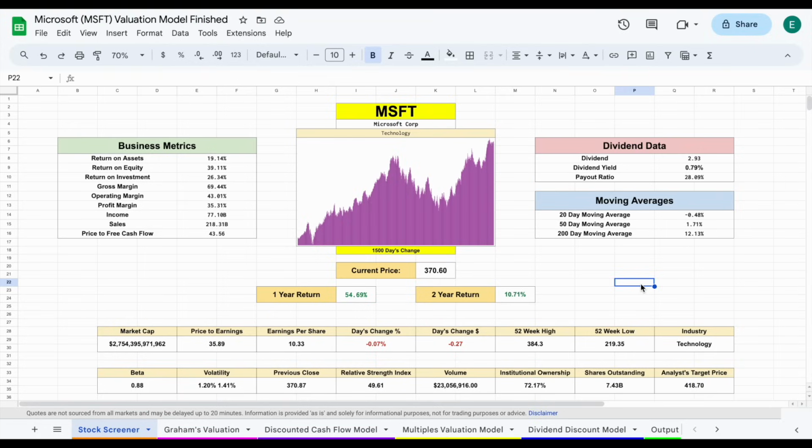Now again, I want to state that the way you value real estate investment trusts and bank stocks is radically different than the way you would value a more typical company like Microsoft. So again, I will make videos on how to do that in the near future, but I also have spreadsheets focused on valuing real estate investment trusts and bank stocks, and both of those are available on my Patreon page as well.